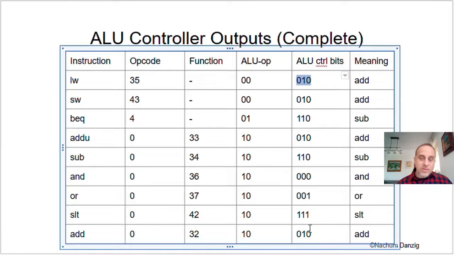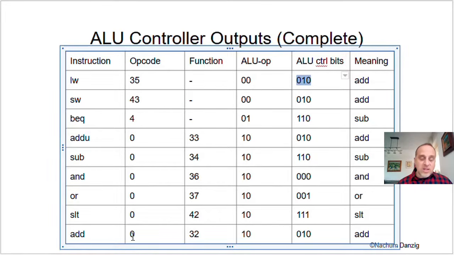So these are all the possibilities for these commands. In other words, this is where the opcode is. These are not R types, so the opcode is not 0. And then the function is irrelevant, but this number 35 already tells it 0, 0, which means put a 0, 1, 0.